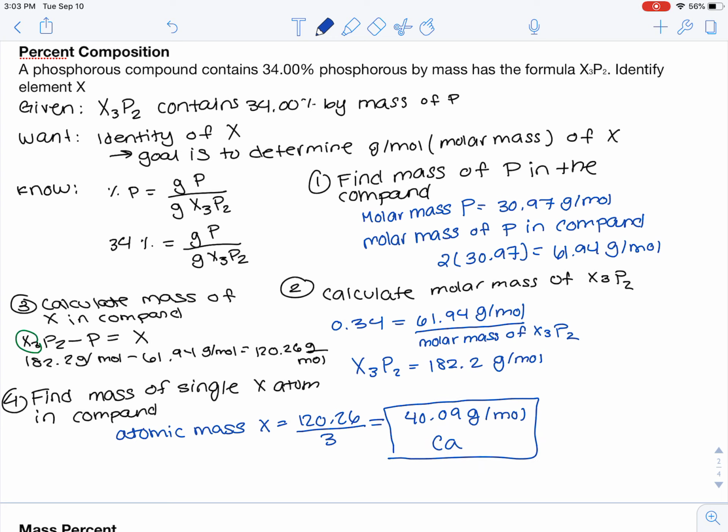then you've finished. So remember that mass percent is like an equation. That percentage is equal to that particular element's mass over the total. So depending on what part you're looking for, it just becomes a process of elimination.